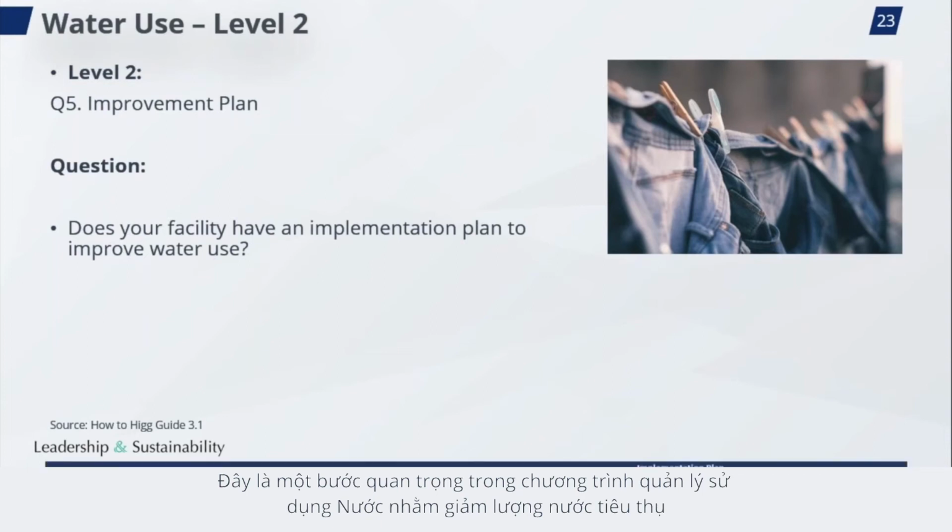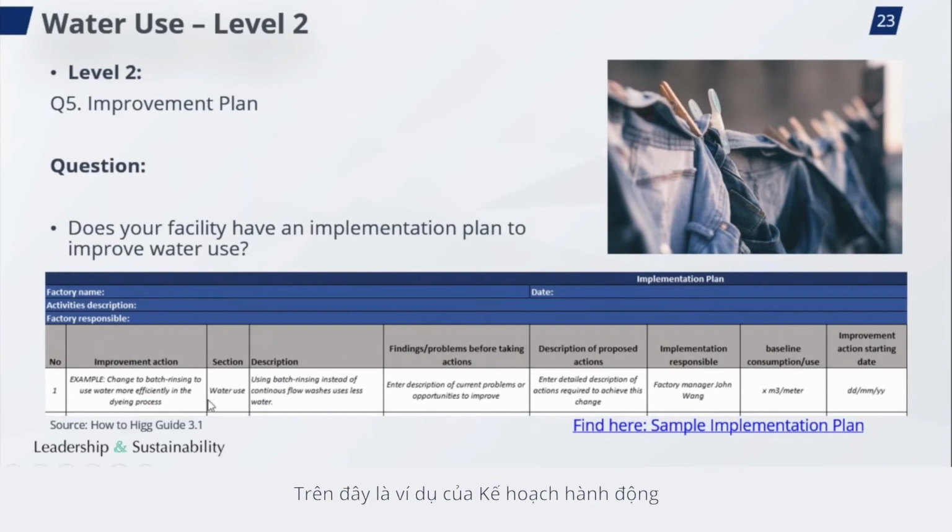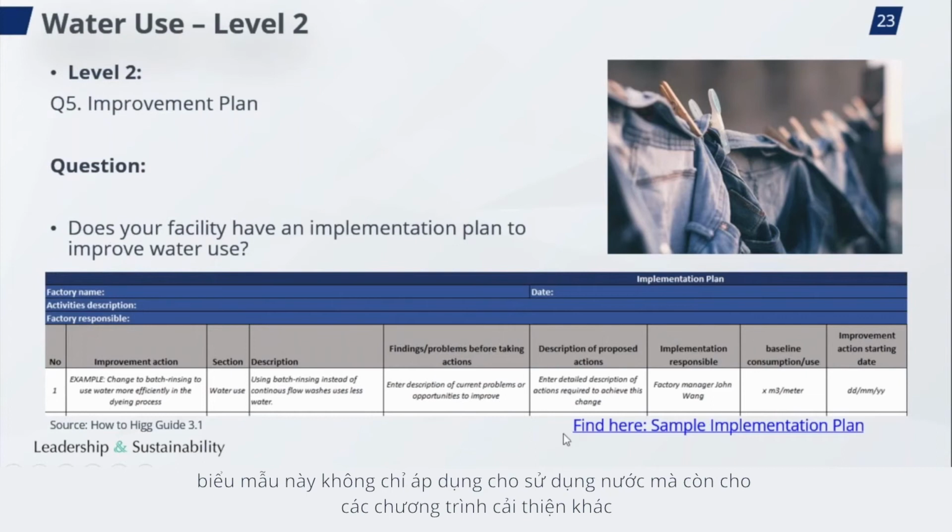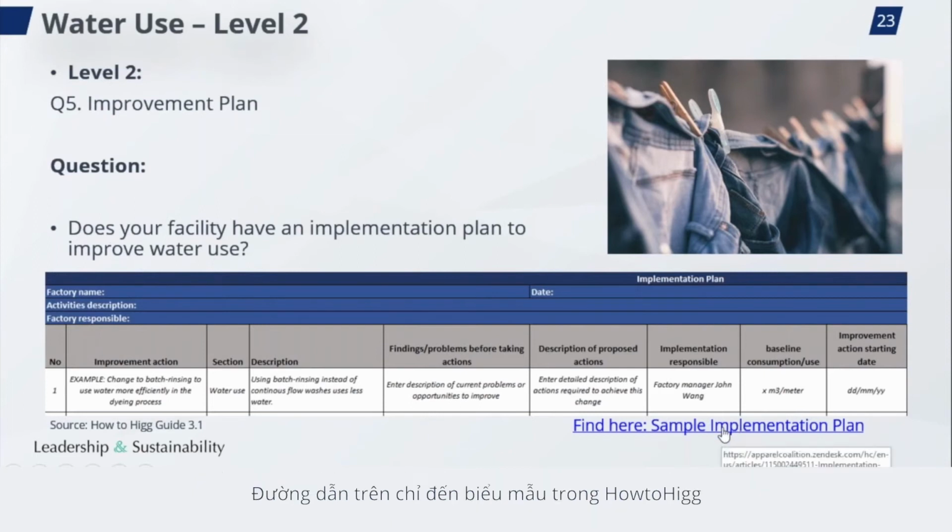And here we also have an example of such an implementation plan. This is something you can use not only for water, but actually for any action, any target that you have. And the link is available here as well. This table comes from the How to Higg guide.